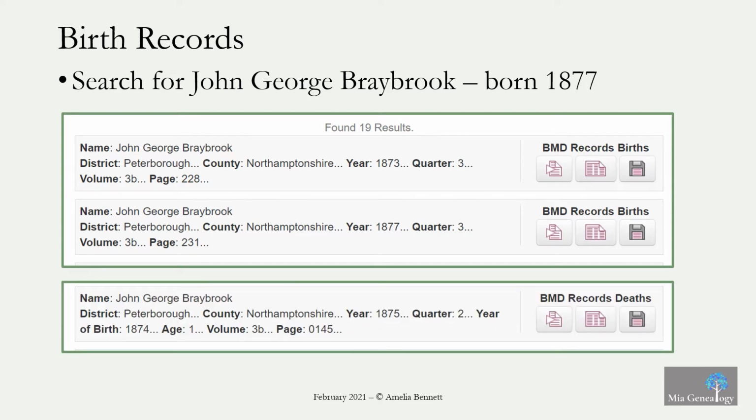So now we're going to find out what happened to this John George Braybrook who was born in 1873. And as we can see in that list of records, there is actually a death for someone in 1875. And sadly, he was only aged 1. So this means that the boy who was born in 1873 sadly died early in childhood.